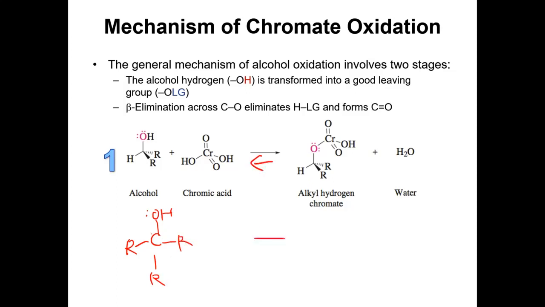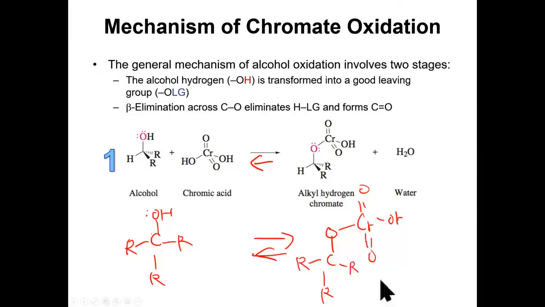This is the equilibrium reaction. Okay, the reaction still happens. However, if you have a tertiary alcohol, the reaction will stop at this stage. Okay, and this is an equilibrium reaction, so you just have an equilibrium mixture of the chromate and the alcohol.